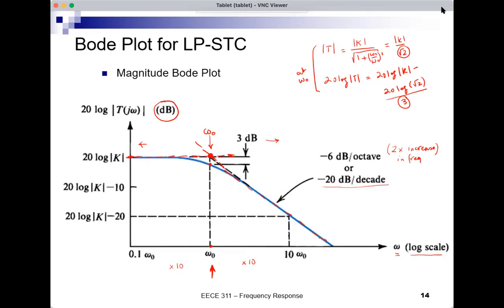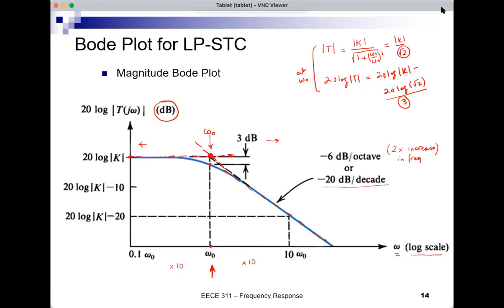And we see here how the gain in magnitude changes with the frequency, how we have two asymptotes: one of them is a horizontal level at the low frequency gain, and the other one has negative slope, which is minus 20 dB per decade. And these two asymptotes meet exactly at omega 0.